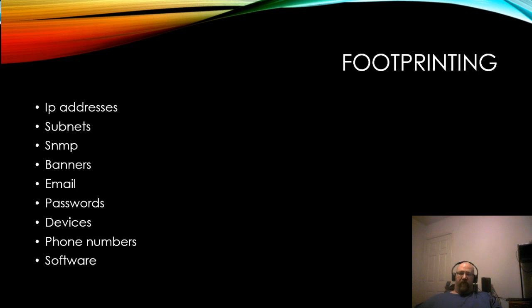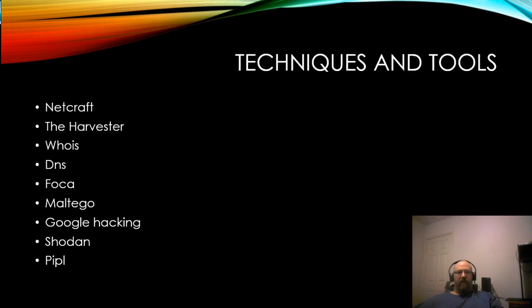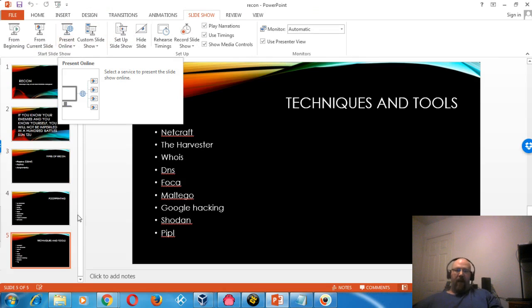If they're running web servers, can I actually grab the banner and see what they're running? Can I find people's email addresses? Can I find people's passwords? Can I find devices, specific names of devices that are out there on publicly known information or publicly disclosed documents? Phone numbers, software, what software are they running? These are all different footprinting techniques that you can use. So let's take a look at some of the ways that we can find some of this information out.